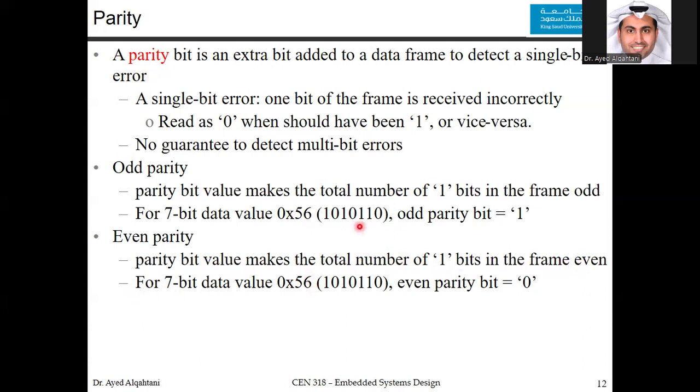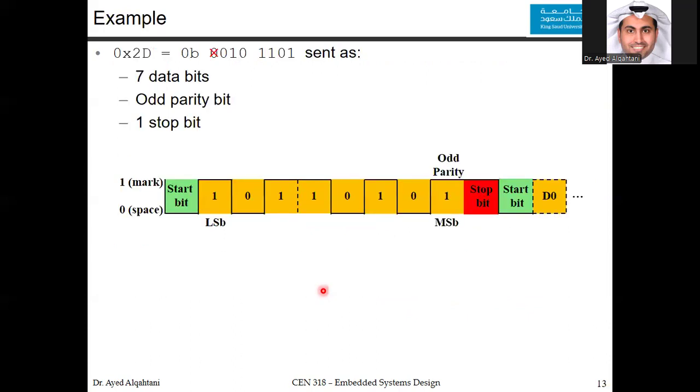We're counting the number of ones in the frame, even number. So for this 7-bit data value, now we have 4 ones. That's an even number. So we will make the even parity 0. So we keep the number of ones still even, which is equal to 4. Let's give more examples so you understand what's going on and how to implement this way of communication.